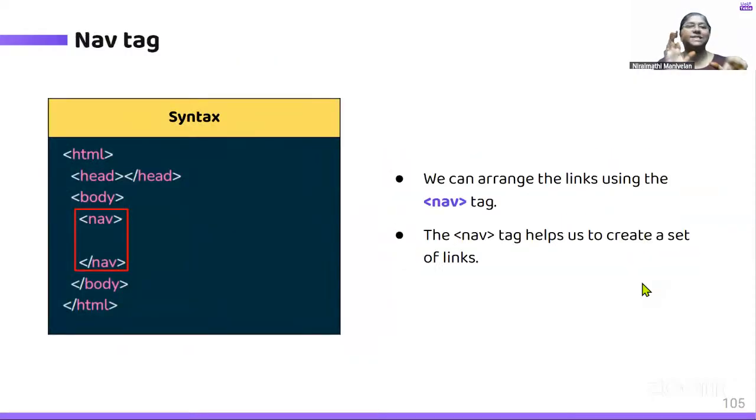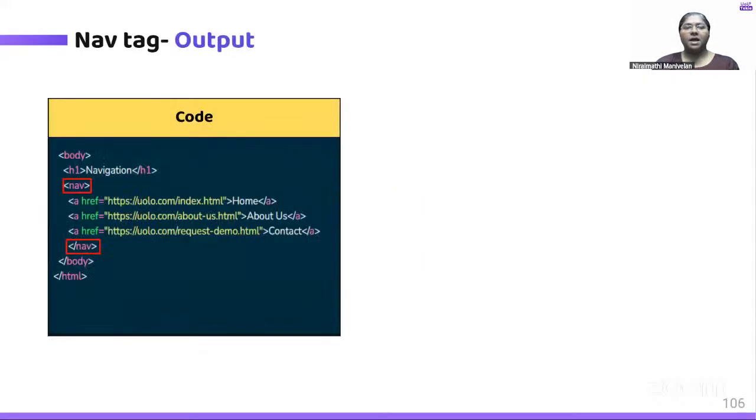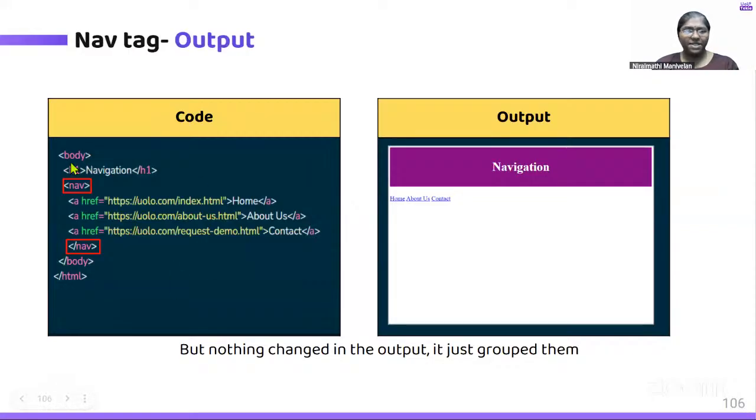First of all, what is a navigation tag? The navigation tag helps us to arrange the links using the NAV tag. It helps us to create a set of links also. We can arrange it and we can give the styling for the navigation tag actually. Here you can see we have added the hyperlinks inside the navigation tag, but there is no output. But we are going to give some stylings for that navigation tag and then it will give us a good picture. So let me show you everything on the editor itself, teachers.